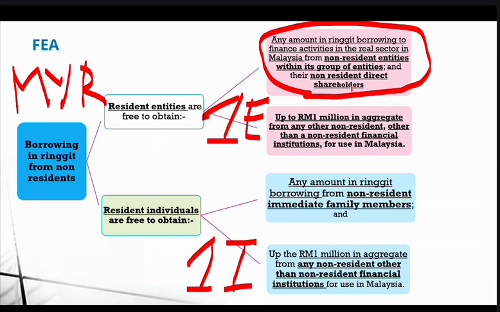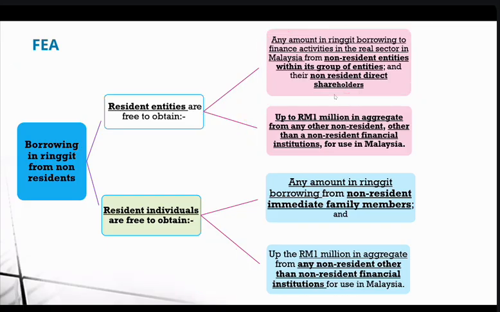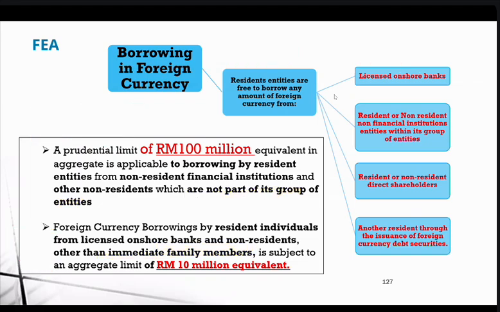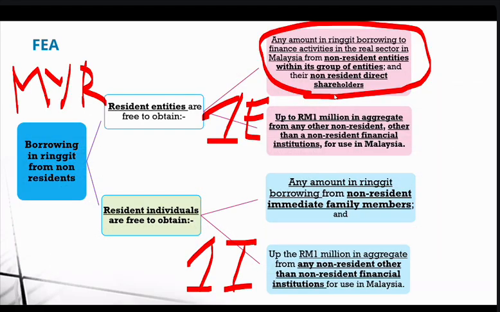Because it's not just direct shareholders, and also because it's the same group of entities. So what they're saying, if it's within the same group, the rule doesn't apply for entities. If it's the immediate family member, the rule doesn't apply. So you have to be very familiar with this. They love to test this. What's the limit? Remember, for foreign currency, 100E, 10I. For ringgit, 1E, 1I. What's the exception? For entities, same group. Individuals, immediate family member.